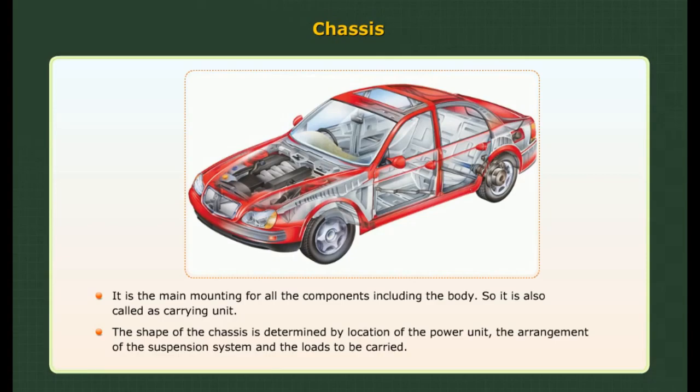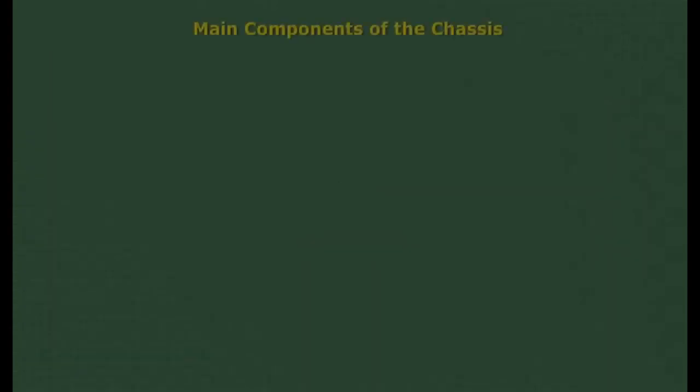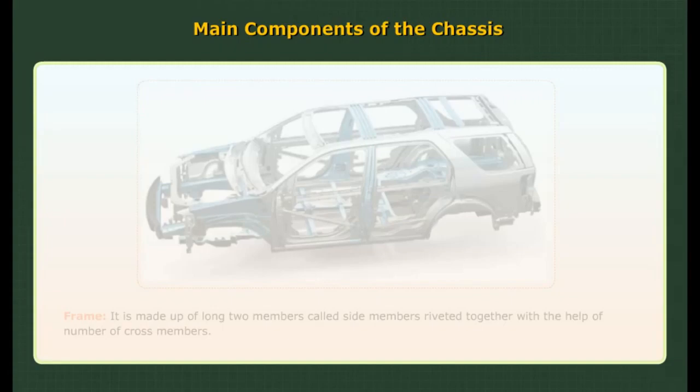The shape of the chassis is determined by the location of the power unit, the arrangement of the suspension system, and the loads to be carried. The function of the chassis is to act as the frame or skeleton of the vehicle, providing a mounting for all other assemblies and keeping them in correct relative positions in spite of all the varying loads to which they are subjected. Main components of the chassis.